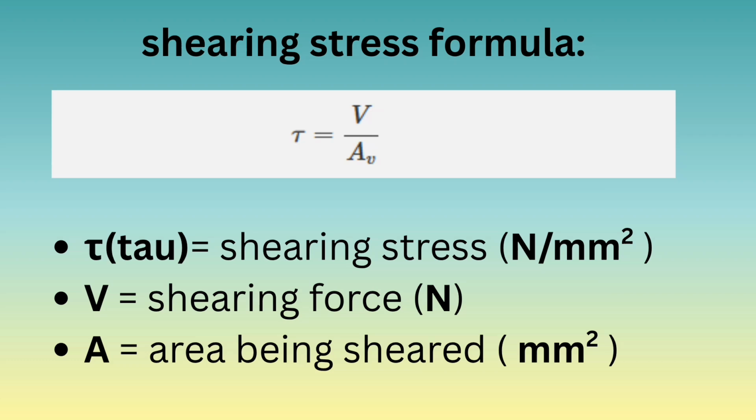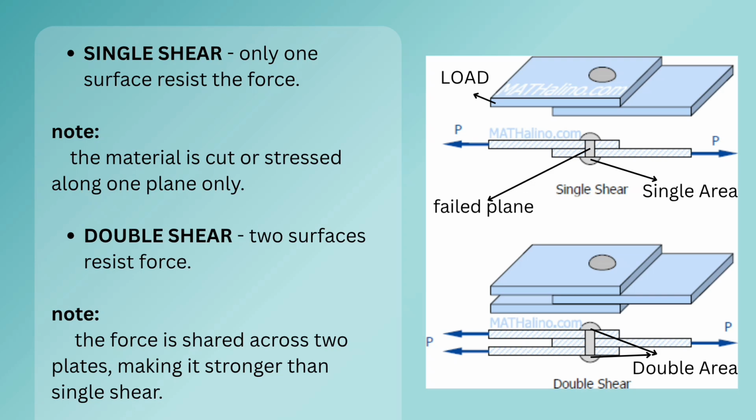The unit of tau, or shearing stress, is Newton per millimeter squared. The shearing force's unit is Newton. And the area being sheared, the unit is millimeter squared. So let's go to the next.